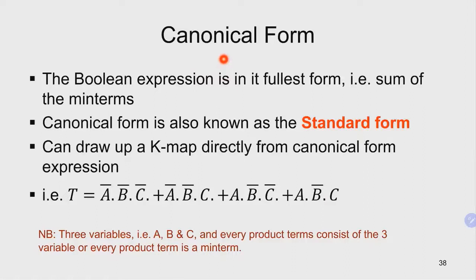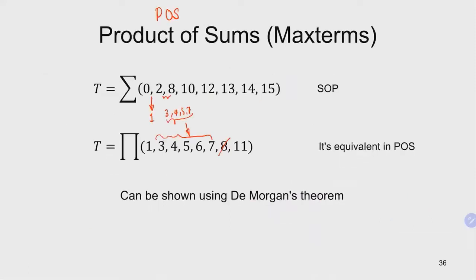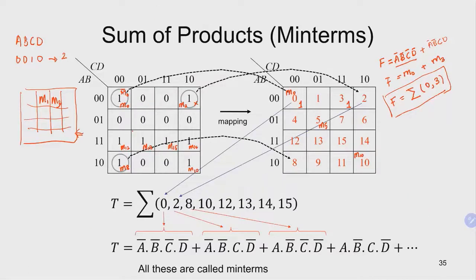If it's referred to as the canonical form, it means the expression will have all the minterms or the maxterms, depending on whether you are working on sum of products or product of sums. The canonical form is also known as the standard form. I can go back to some earlier expressions.